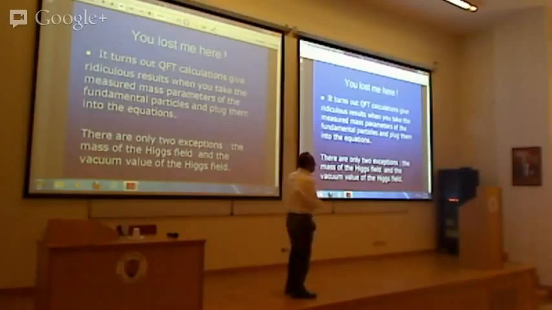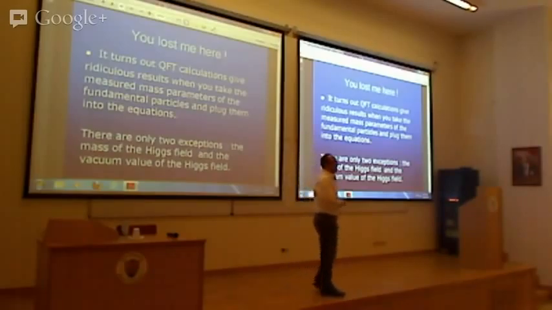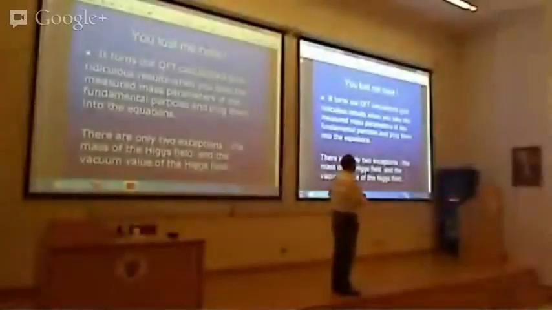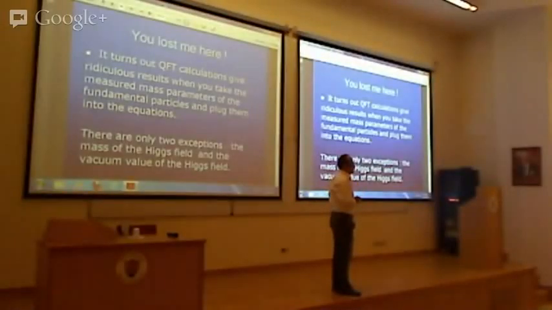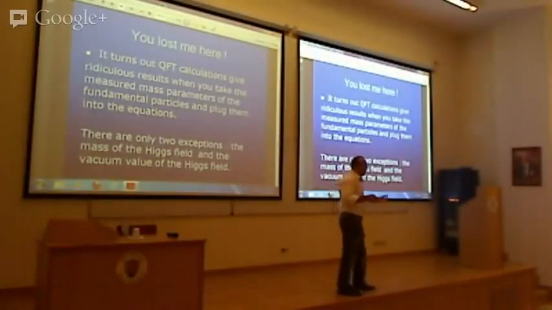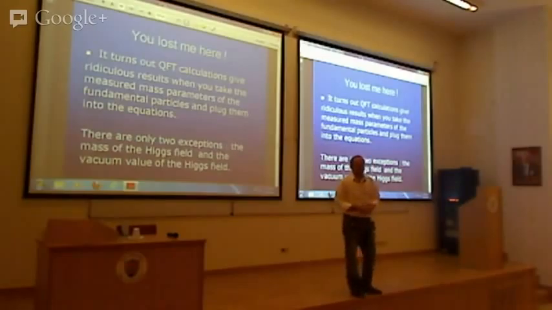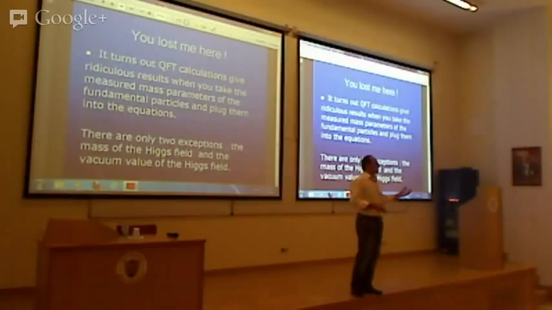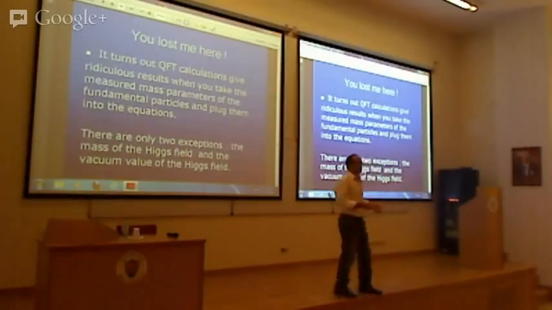Now, what would happen if you take masses and plug them into the equations? You get ridiculous results. Okay? Basically, what do I mean by that? You scatter particles, you compute the probabilities, you get numbers more than one. Okay, that is not acceptable.